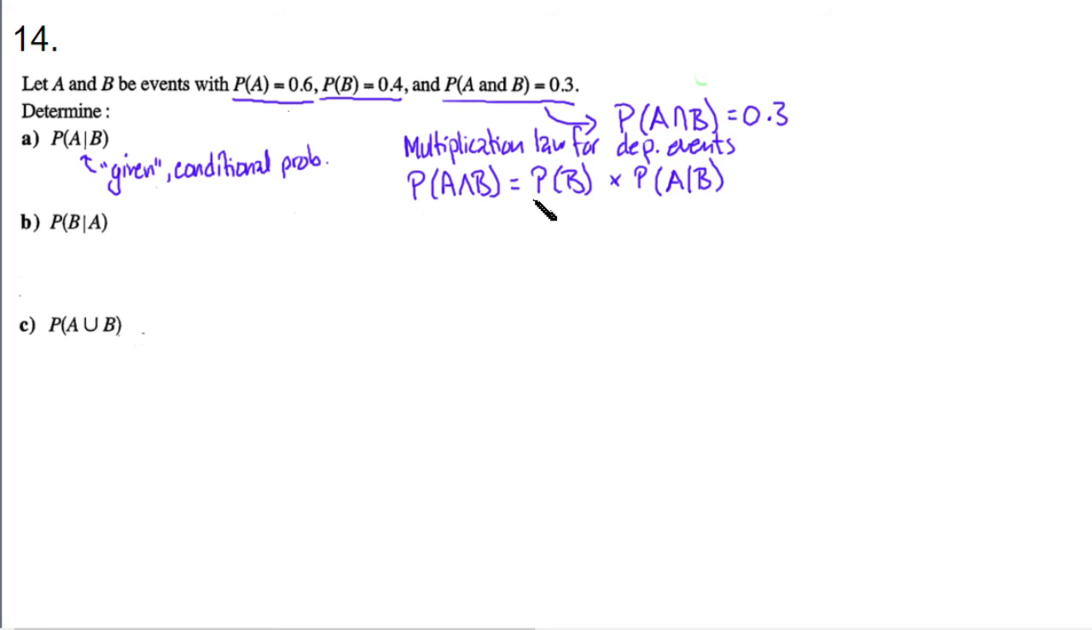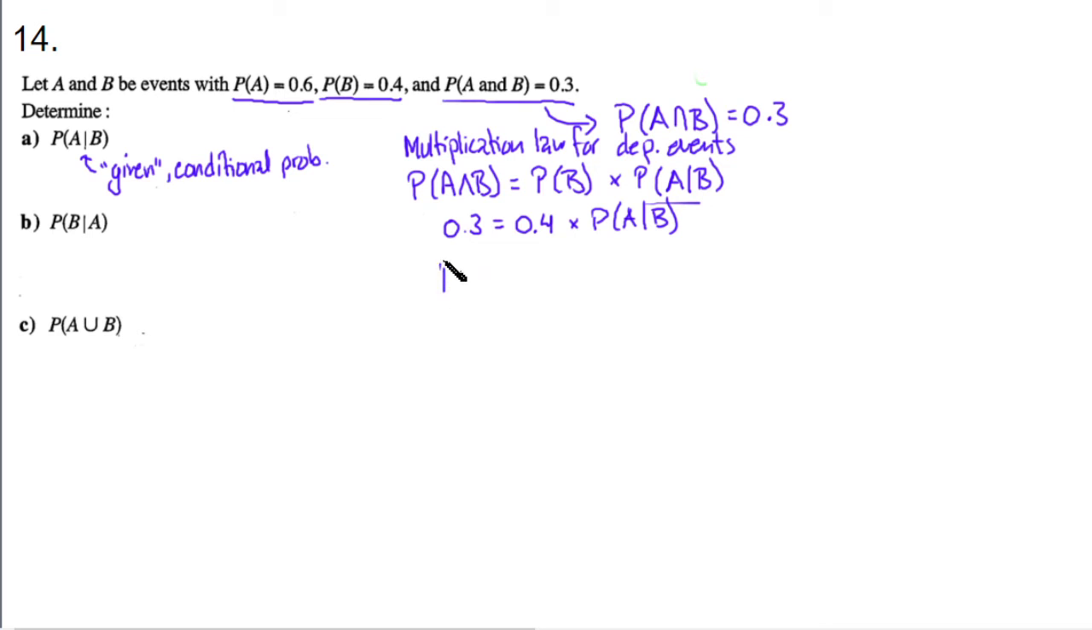So here what we do know is we know what the probability of A and B is. It's 0.3. We know that the probability of B is 0.4. So we can just plug in those two numbers and then we can solve it for the probability of A given B. So it's going to be 0.3, probability of B is 0.4, times the probability of A given B.